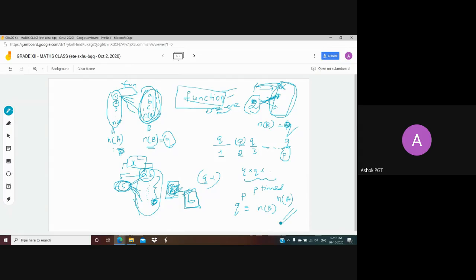Students, did you understand the formula for the number of functions that can be created out of two sets? Students, are you clear? If it is a one-one function, the formula is n(B)P n(A). This is the one-one function formula. The number of general functions that can be created is n(B) to the power of n(A). Students, are you clear?